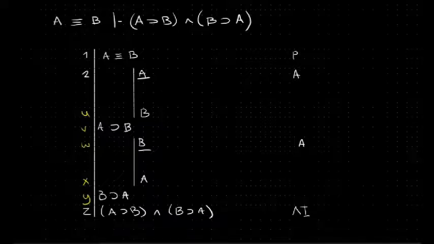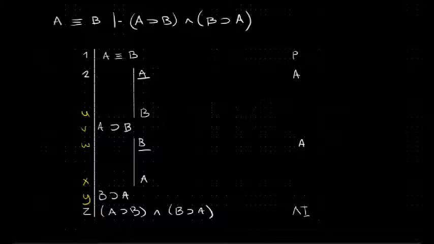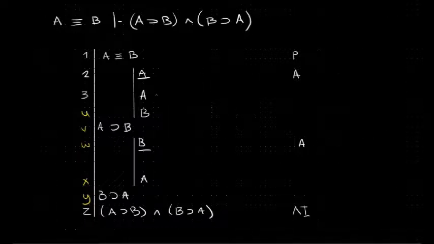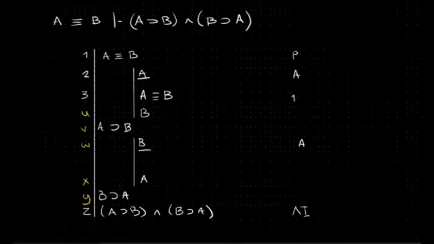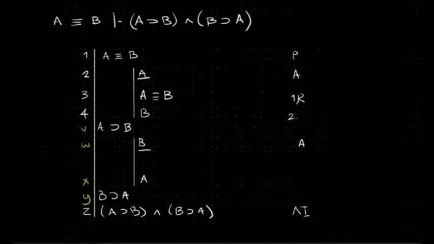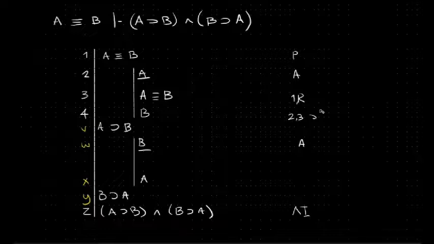So on this subproof we need to get from A to B. How might we do that? Well, we've got this biconditional statement here. As we know from our biconditional elimination rule, if we have a biconditional and one side of that, we can derive the other. So if we reiterate that here, on line 3, A if and only if B, that's a reiteration of 1, then we can derive B. So U will become line 4, and 2, 3, biconditional elimination gives us B.